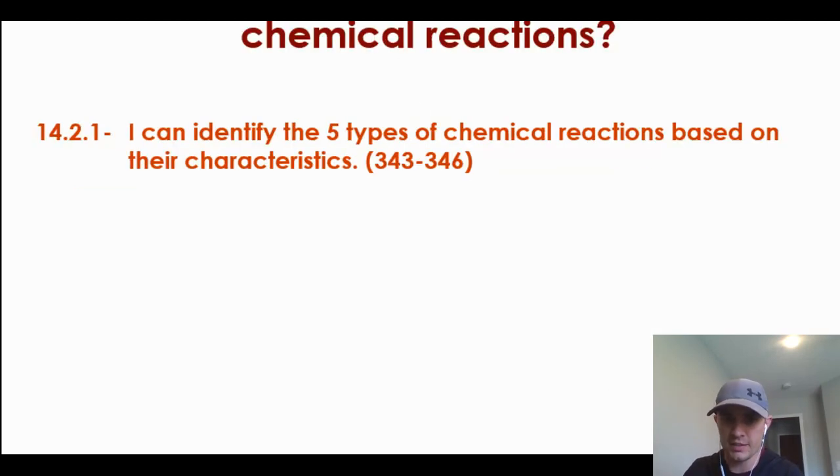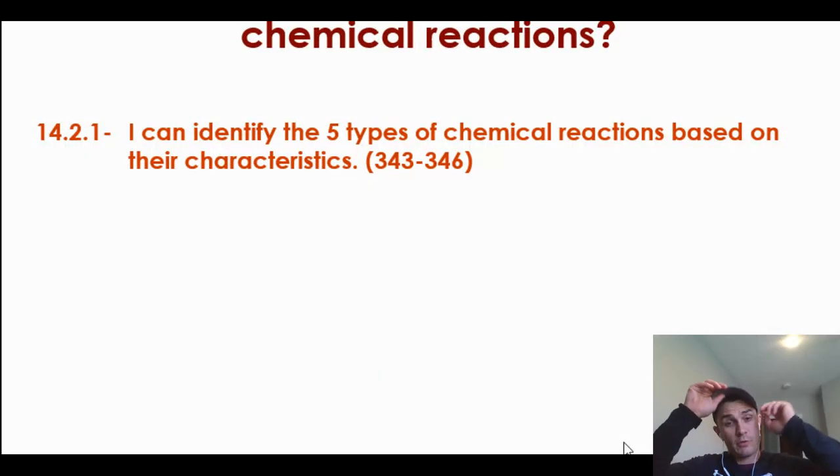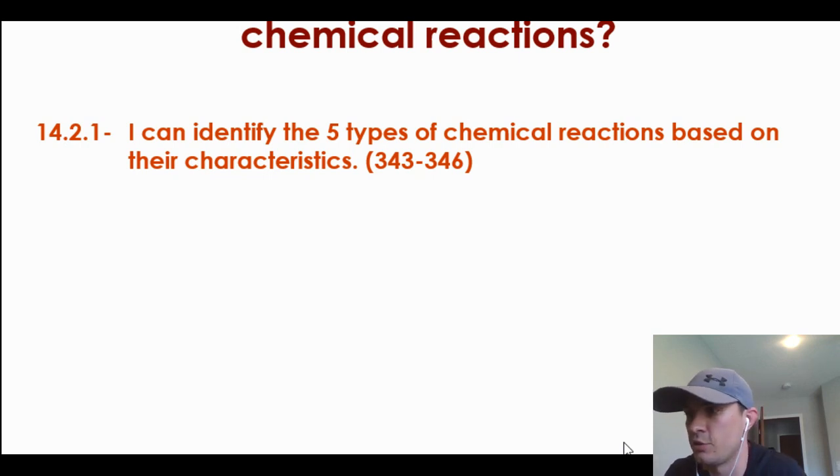A little different than last section where we had 5 learning targets. Right now, we only have one. The difference is, with this one learning target, we need to be able to identify 5 types of chemical reactions based on those characteristics. So we need to be able to look at all those different types of reactions.